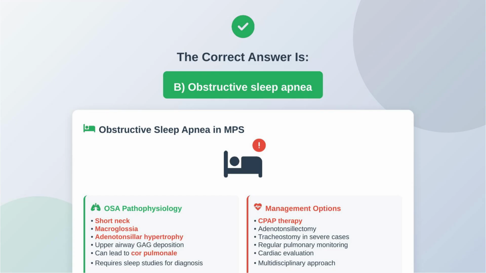Obstructive sleep apnea. OSA is a common complication in MPS patients due to their short neck, macroglossia, adenotonsillar hypertrophy, and glycosaminoglycan deposition in upper airway tissues. Untreated OSA can lead to cor pulmonale and pulmonary hypertension. Sleep studies are essential for diagnosis. Management may include continuous positive airway pressure, adenotonsillectomy, or tracheostomy in severe cases. Other cardiopulmonary complications include restrictive lung disease from skeletal deformities and primary cardiomyopathy.